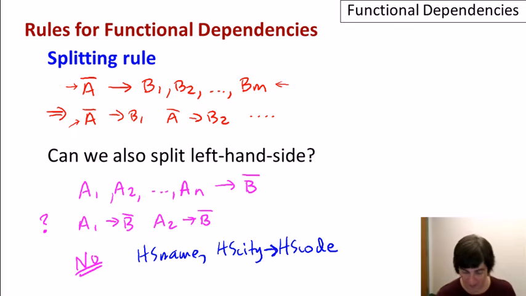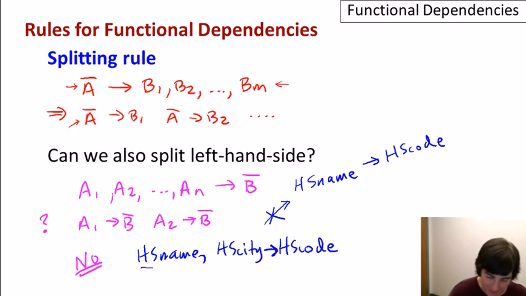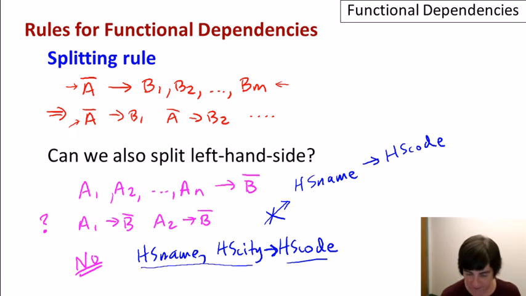That makes a lot of sense, but it is not necessarily the case, so I'll put a big X here, that if we split the left-hand side, high school name alone will determine high school code. For example, I would venture to guess that there are a lot of Jefferson high schools all over the country, and they won't all be the same high school. So it's really the combination of attributes on the left that together functionally determine the right-hand side, and so we do not have the splitting rule as a general principle.